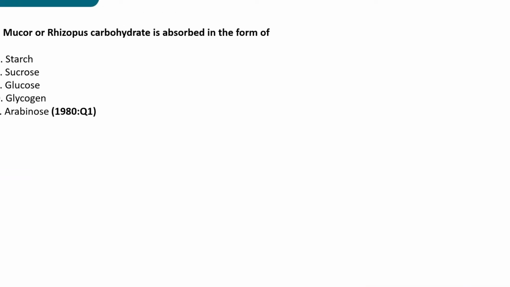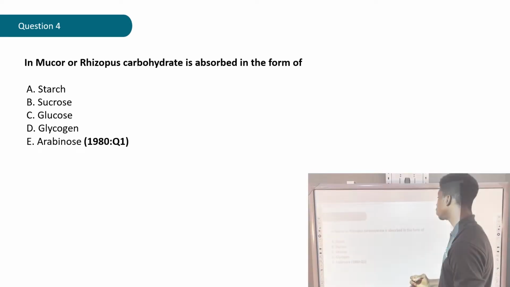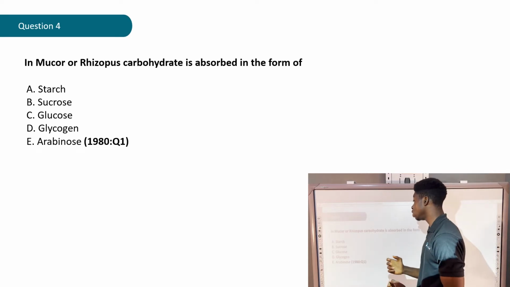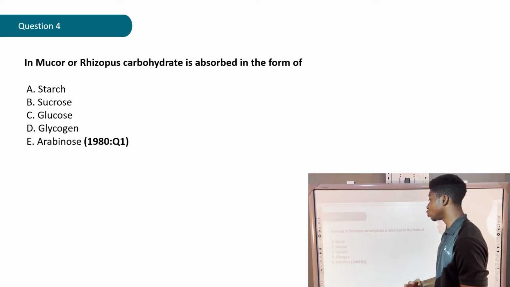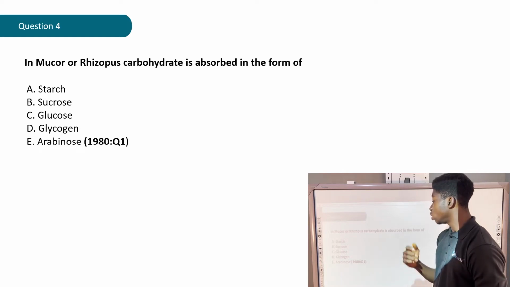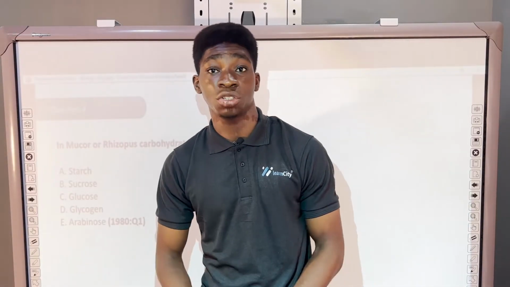Question 4. In mucor or Rhizopus, carbohydrate is absorbed in the form of A. starch, B. sucrose, C. glucose, D. glycogen, E. arabinose. The question is gotten from the year 1980, question 1. Let's give it a try.